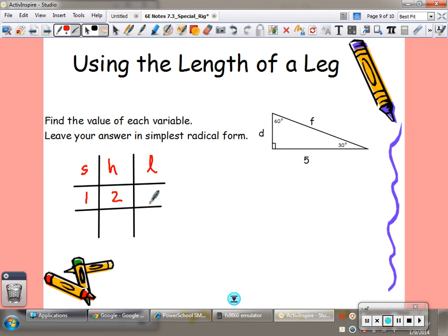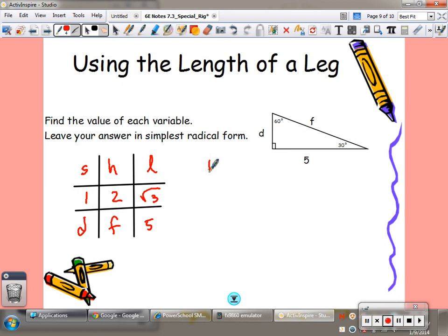Okay, so 1, 2, and square root of 3. I like doing it this way, and from my experience, students seem to remember 1, 2, square root of 3 easier. And yeah, I don't know what the rest of that sentence was. Okay, the short side, that is across from the 30, so that's D. The hypotenuse is F, and the long side is 5.